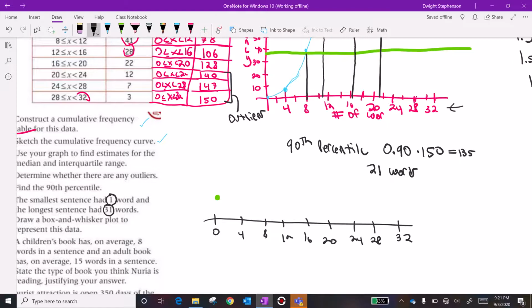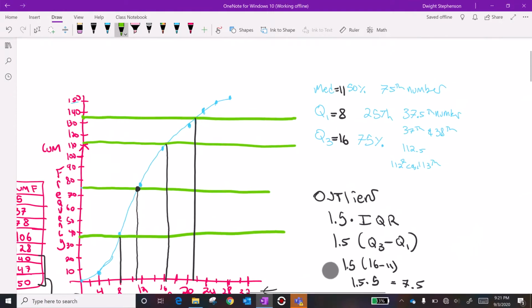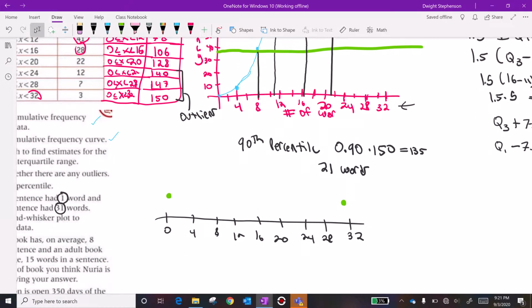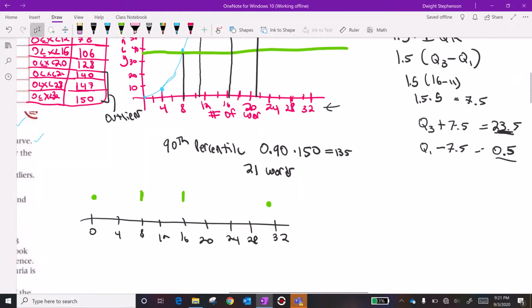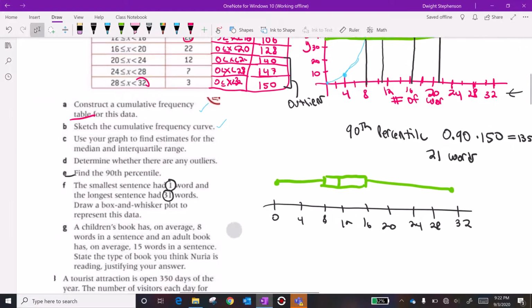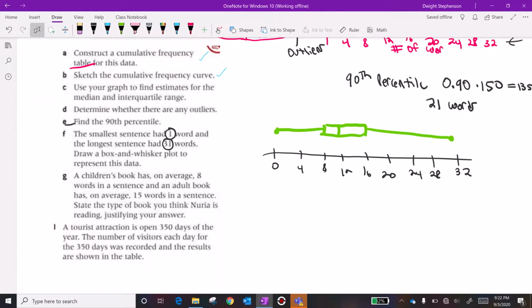Max is 31, which is right about there. Q1 was 8 and Q3 was 16. So 8, 16, and the median was 11. So the median is right about a little bit less than 12. Put a box around these, whiskers out to that, and try to make them nice and even, not slanted like mine, right? So there's the box and whisker plot.